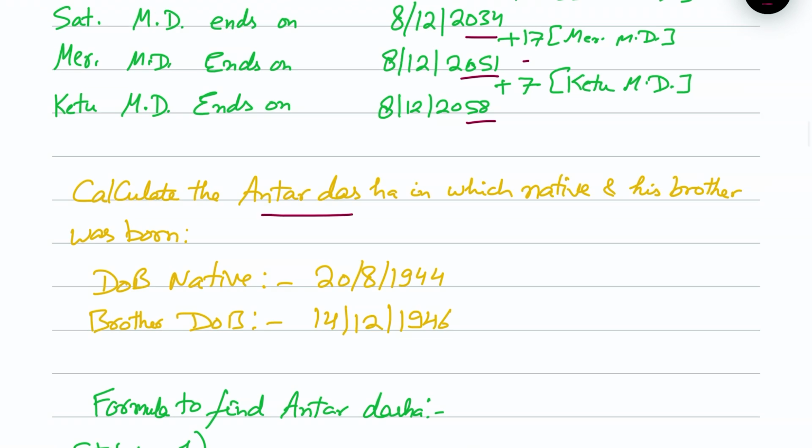Let's calculate the AntarDasha in which the native and his brother were born. So the native's date of birth is 28/1944 and the brother's date of birth is 14/12/1946.